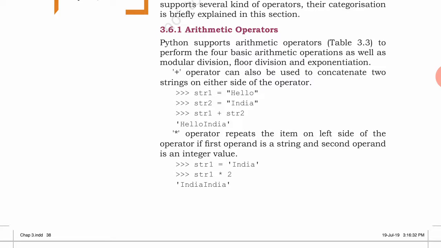See the example, str1 is having India. India is a string, and when it is being multiplied by 2 then 2 times India is being displayed.